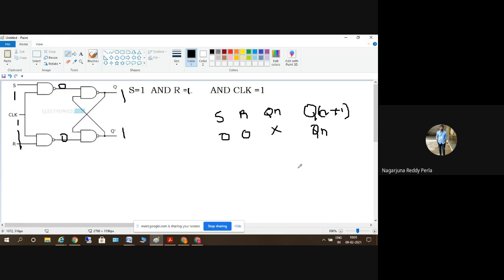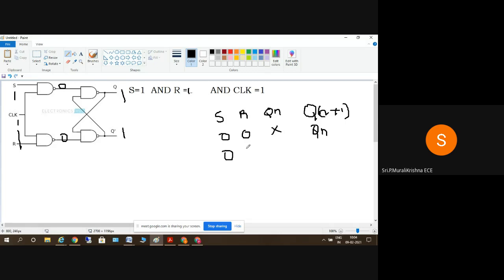So the meaning of this is, when S is equal to 0, R is equal to 0, if Qn is 0, I'll get a 0. When S is equal to 0, R is equal to 0, when Qn is 1, I'll get a 1 here. So that is the meaning of that. Clear? So this is the elaborated truth table here.